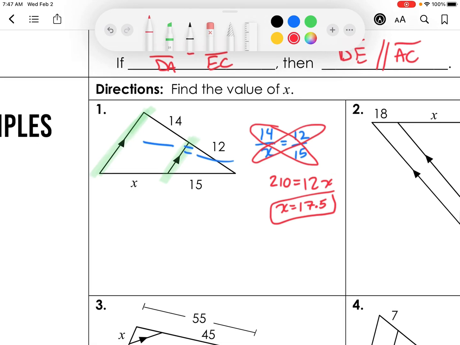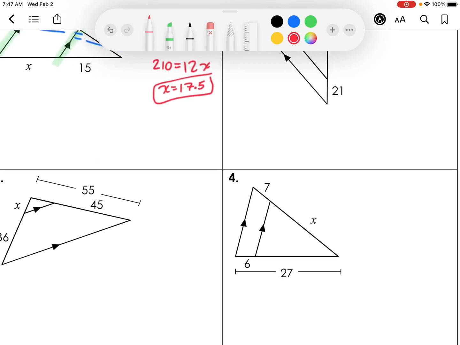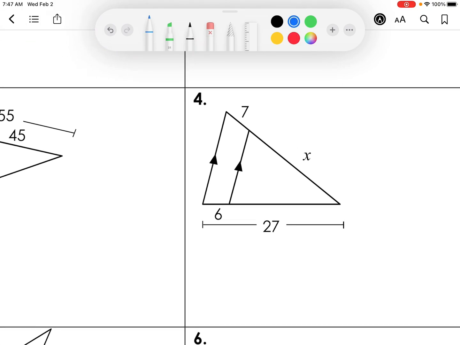Same thing for number 2 or number 4. Let's skip to number 4. Again, since the lines are parallel, all you have to do is set up two fractions. So we have 7 over 6, but then that x is being divided by not 27. Be careful here. This side is 21 because the whole thing is 21. So x over 21. And it's just that easy. We have all the parts being proportional to each other. Then you would cross multiply and solve, and if you did that, your answer here would be 24.